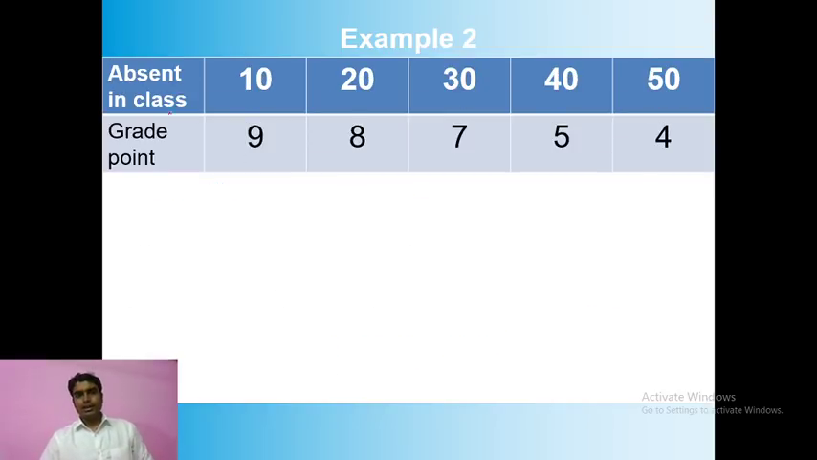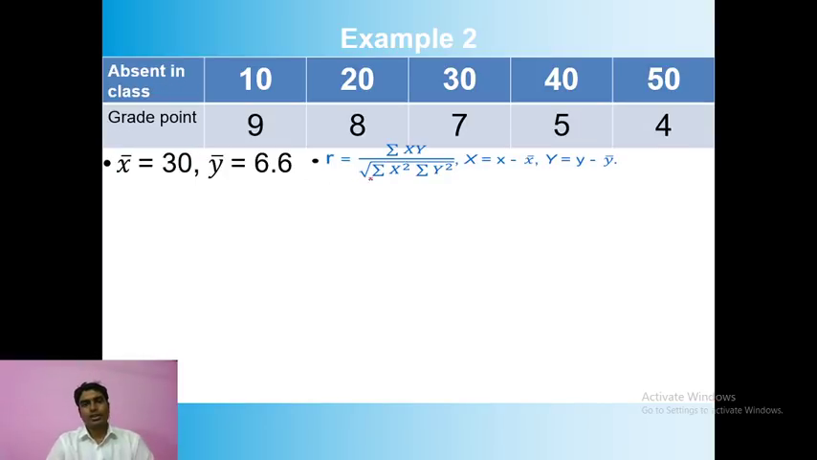The next example is the percentage of absence of a student in a particular class, and their corresponding grade point. Then I first have to write down the x. Let's say this is the x variable and this is the y variable. Then I use the same formula we have used, the sum of capital X capital Y over the square root of sum of X square, sum of Y square, right? And first we have to find out x bar, like the previous way.